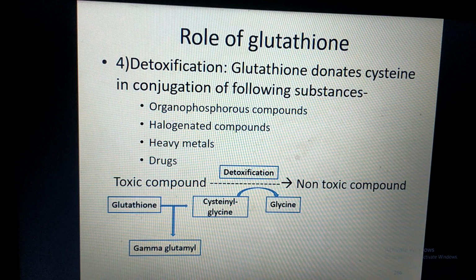Now glutathione donates cysteine group in conjugation. This type of reaction is called a conjugation reaction for the following substances: organophosphorus compounds, halogenated compounds, heavy metals, and drugs. So these are toxic substances. When these substances combine with cysteine, they become more soluble and get easily excreted from the body.